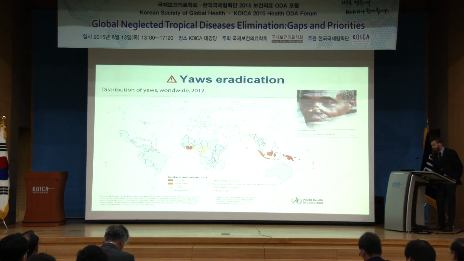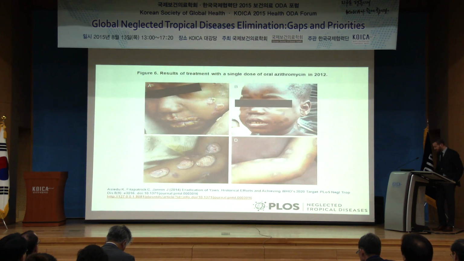So WHO's strategy for eradication of yaws is basically a single dose of azithromycin. Currently we're in negotiations with the pharmaceutical industry to secure donations of azithromycin, similarly to what has been done for other NTDs, including azithromycin for trachoma. You'll see that treatment with azithromycin, the results are impressive. Pilot projects have been undertaken in Congo, Papua New Guinea, Vanuatu, Ghana.